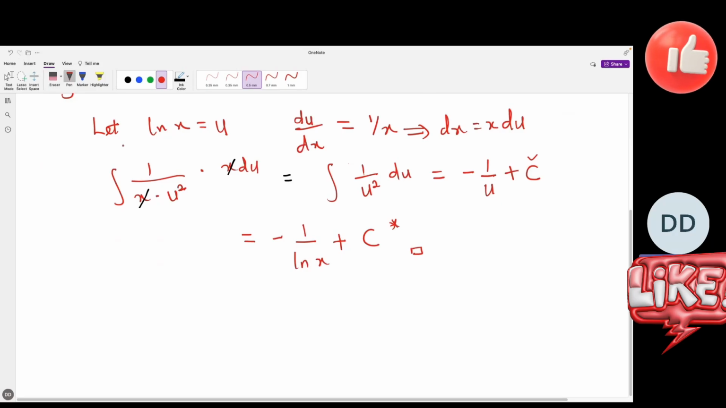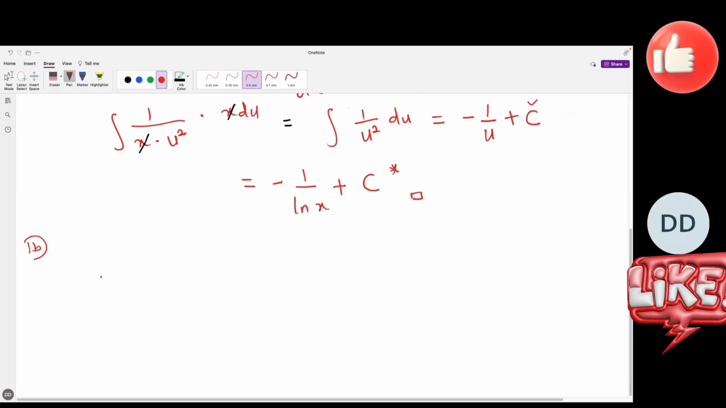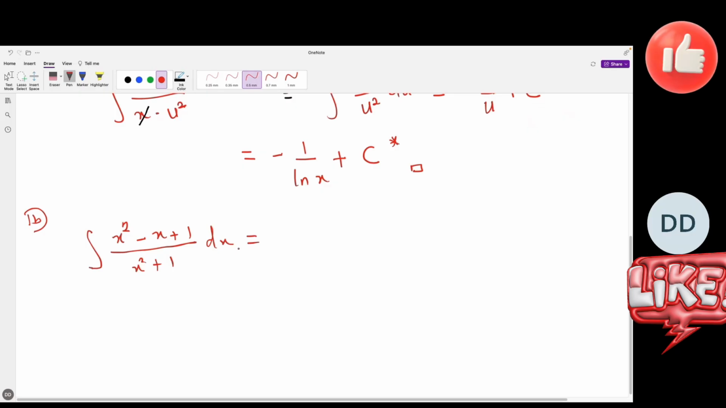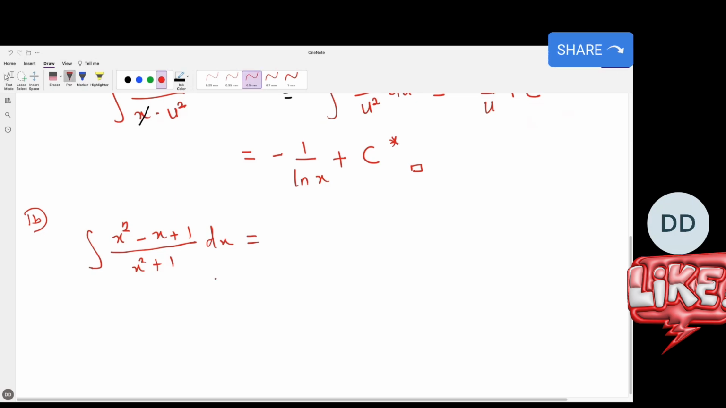Let's take one more example under this kind of problem. This is 1b. Let's call it 1b. This is like a polynomial kind of problem. So, looking at this polynomial kind of integration problem, what do you think we should do? How should we approach this problem?